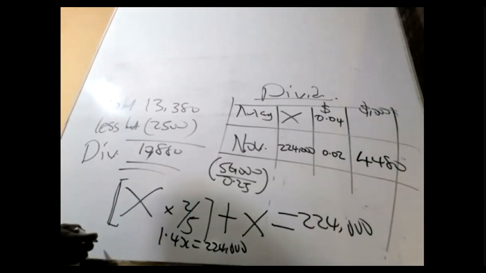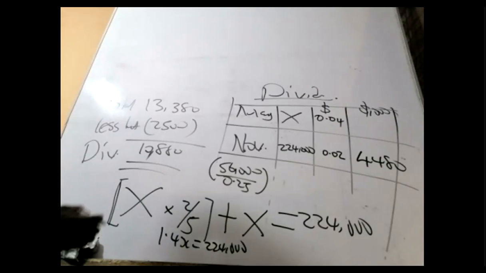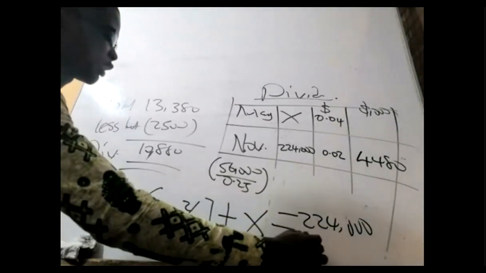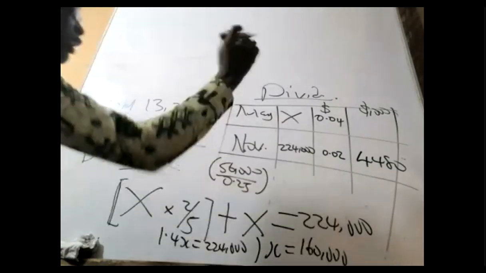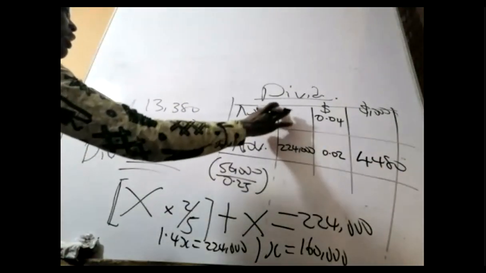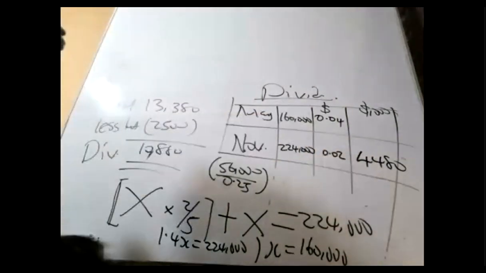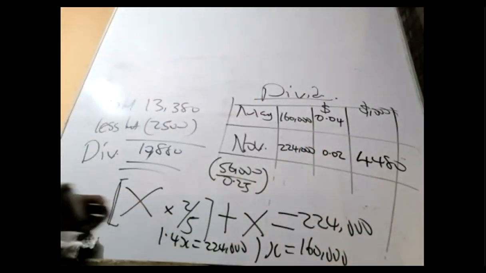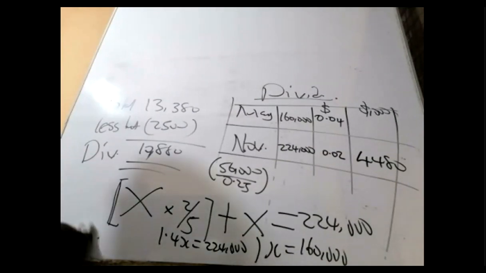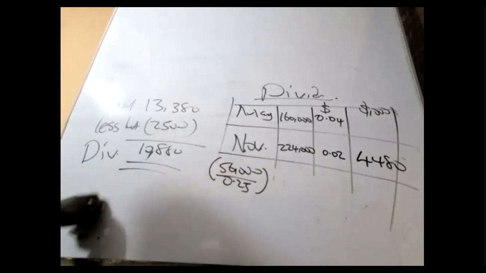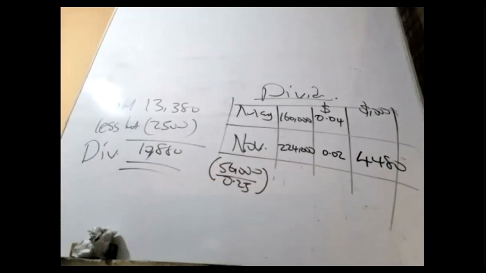So x, which represents the existing shares, is now equal to 160,000 shares. Wow, that's so interesting. Now let me give you a shortcut to get this. Don't worry yourself. This is a shortcut. That examiner, what's the right issue ratio?